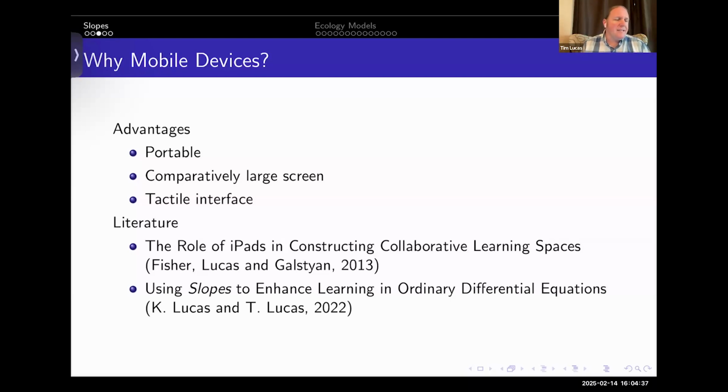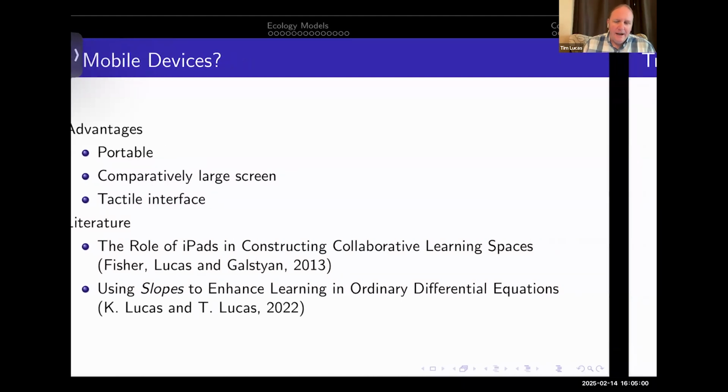And then more recently, we ran a study that's published in Primus on how I use slopes to enhance learning in ordinary differential equations. So the students like their phones, they like using their phones for things. And so I felt like this was a device that was natural to them. And so we decided to develop for phones.